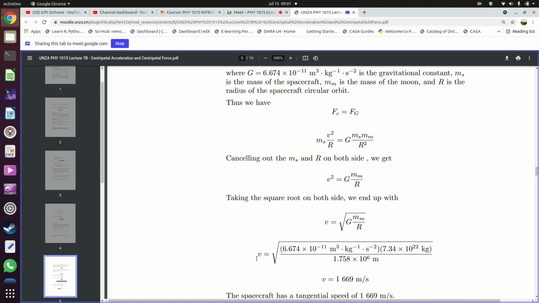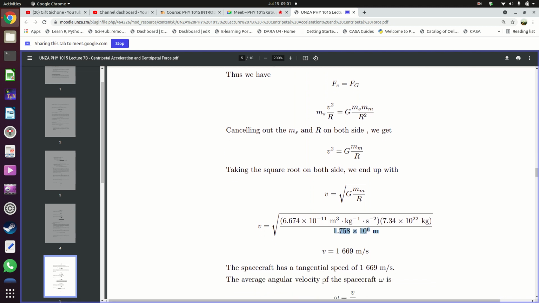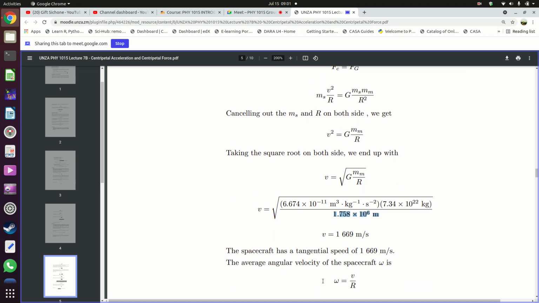So in this case, v is going to be equal to the square root of G, the gravitational constant, times M, the mass of the moon, divided by r, the radius of the orbit of the spacecraft. If you do that, you end up with this velocity: v equals 1,669 meters per second. So this is the velocity in meters per second.